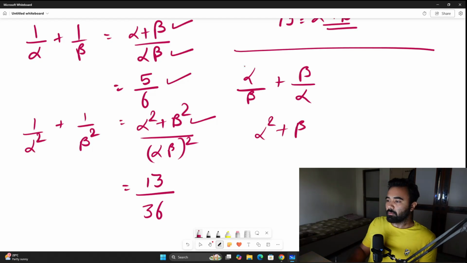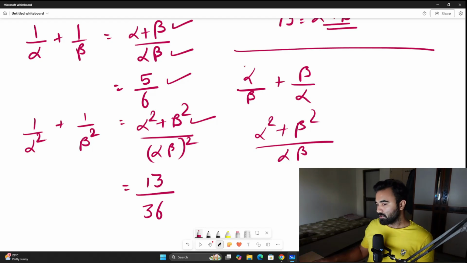Alpha square plus beta square upon alpha beta. So far so good. These are simply algebraic identities that you are manipulating to get the answers.